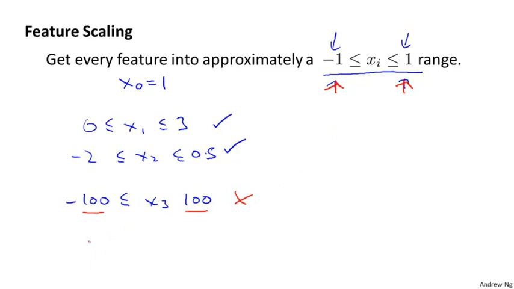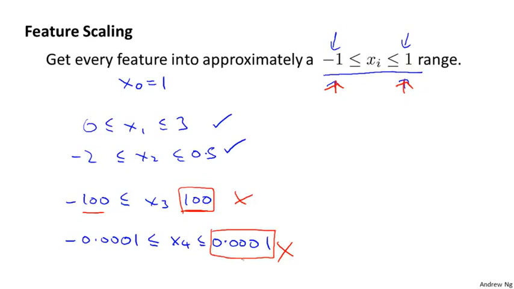And similarly, if your features take on a very, very small range of values, so if x4 takes on values between -0.0001 and positive 0.0001, then again, this takes on a much smaller range of values than the -1 to +1 range. And again, I would consider this feature poorly scaled. So you want the range of values to be a bit bigger than +1 or a bit smaller than +1, but just not much bigger like +100 here, and not too much smaller like 0.001 over there.